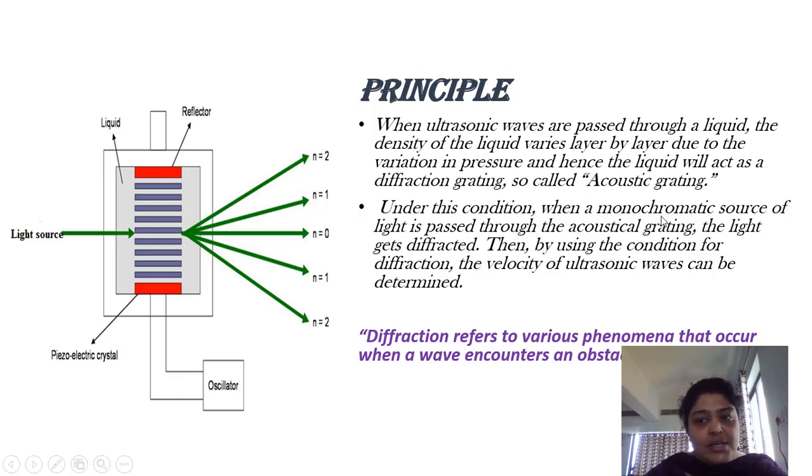So under this condition, when a monochromatic source of light, monochromatic means single colored. So if the source uses, suppose, a xenon lamp or a sodium lamp, it should emit single wavelength light only. So when a monochromatic source of light is passed through the acoustical grating, the light gets diffracted. So light passes here, and because of the grating inside, the light is diffracted. Then by using the condition of diffraction, the velocity of these waves can be determined. So this is the basic principle of acoustic grating method.